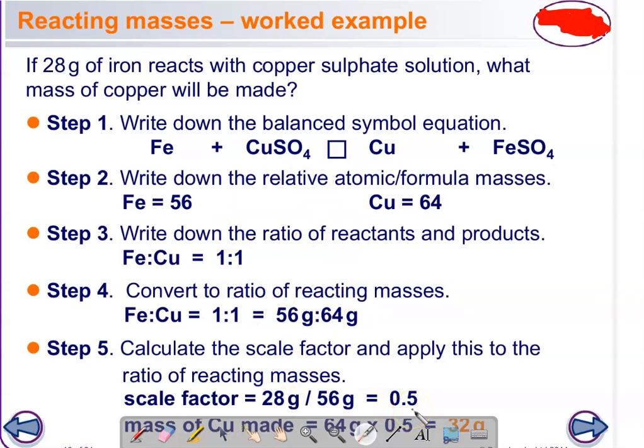Then we know that mass equals number of moles times relative formula mass. We know the number of moles of copper is 0.5, multiplied by the relative formula mass of copper, which is 64, and that should give you the mass of copper that will be produced.